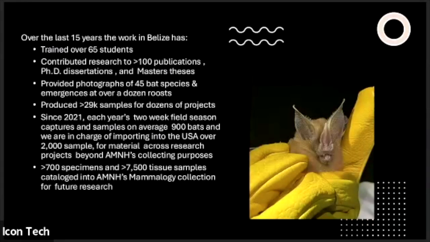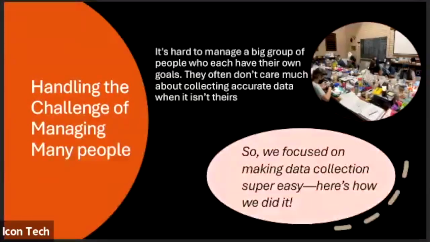Over the 15 years, the work has trained many students, has contributed to numerous publications, and has resulted in collections of nearly 30,000 samples over many different projects. Just since 2021, our 2-week field season has averaged a capture of 900 bats and has collected over 2,000 samples in those 2-week periods. AMNH alone has added 700 specimens to our collection, and 7,000 tissue samples, both lethal and non-lethal, to the mammalogy collection over the last 15 years.